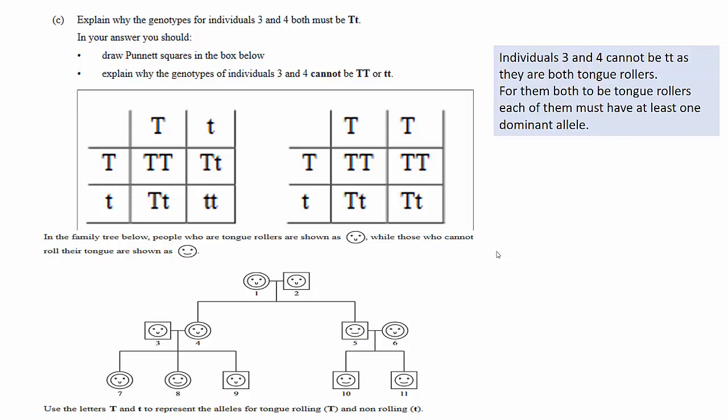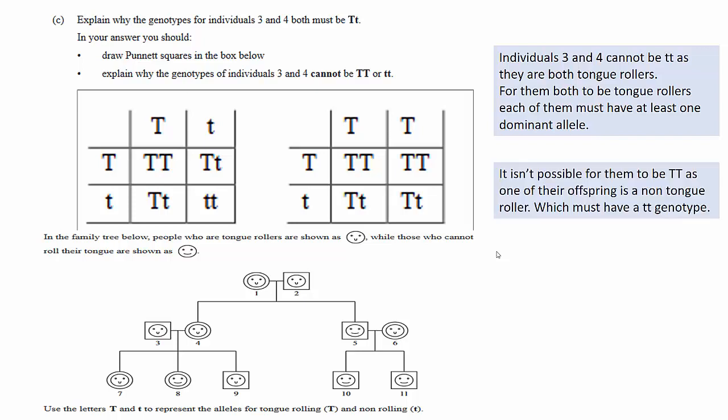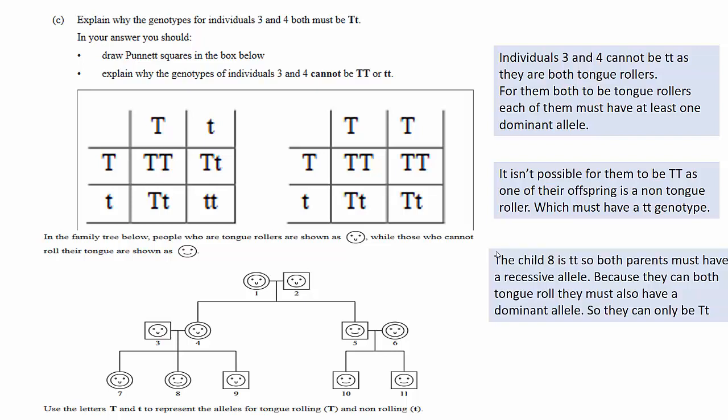So individuals 3 and 4 cannot be homozygous recessive, as they are both tongue rollers. For them to be tongue rollers, each of them must have at least one dominant allele. It isn't possible for them to be homozygous dominant, as one of the offspring is a non-tongue roller. So this second Punnett square here proves that they cannot be homozygous dominant. Child 8 is homozygous recessive, so the parents must have a recessive allele, and because they both can tongue roll, they must also have a dominant allele. So they can only be heterozygous.